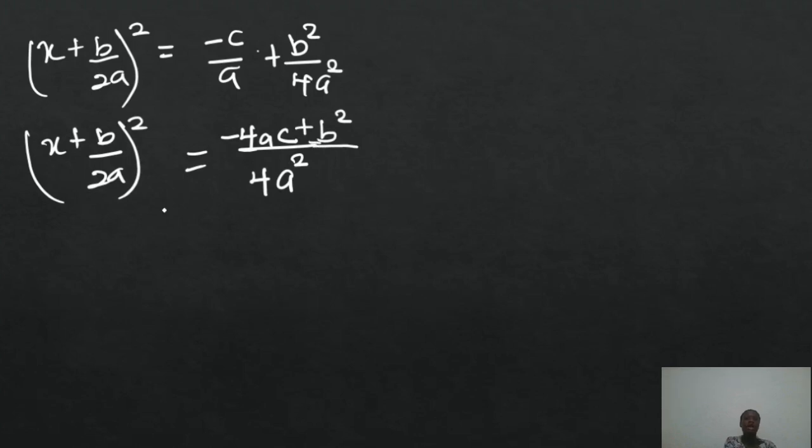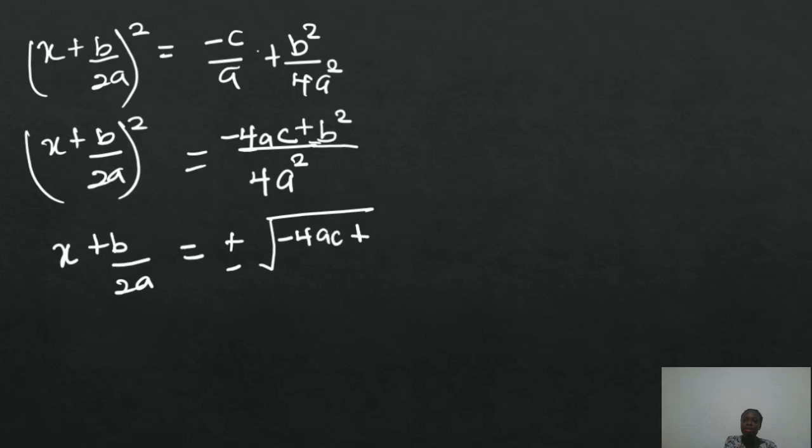Now since the left side is squared, we have to find the square root of the right hand side. So we are going to get x plus b over 2a to be equal to plus or minus the square root of negative 4ac plus b squared all over 4a squared.